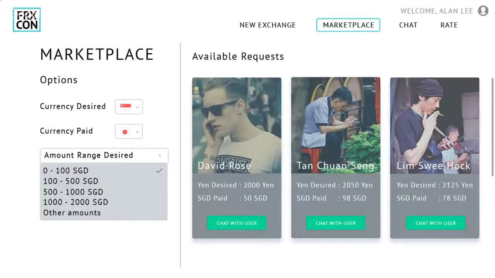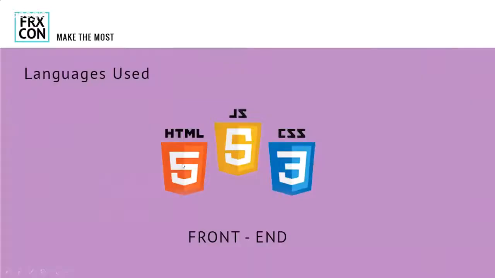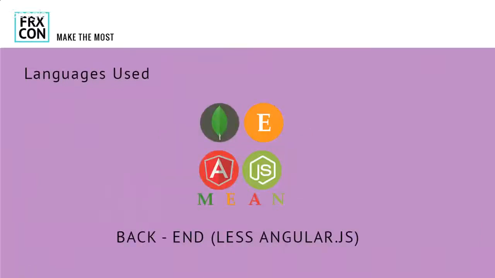So future developments will come in the coming 2 months as we work out features such as the chat, the rate, and also future extensions. So what technologies will we be using for our web application? We will be using mainly JavaScript, HTML, and CSS for the front end. And for the back end, we will be using the MEAN stack, which is MongoDB, Express, Node.js. However, we will not be touching on AngularJS in our project.